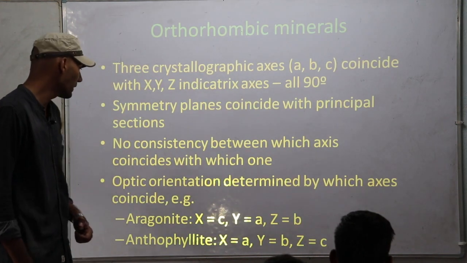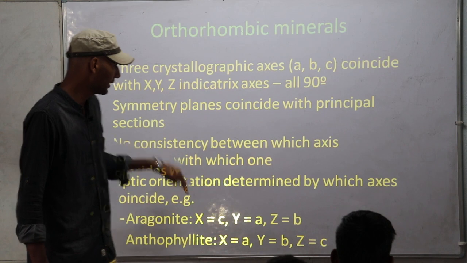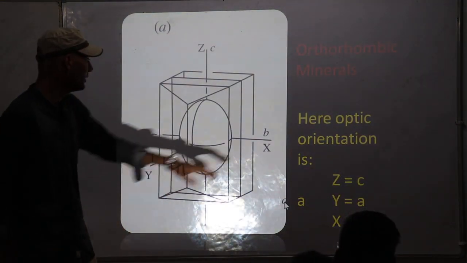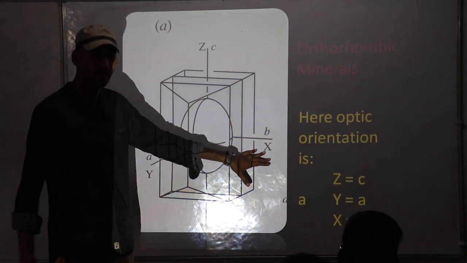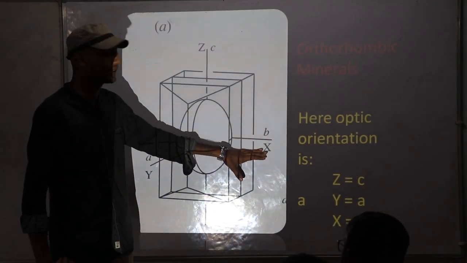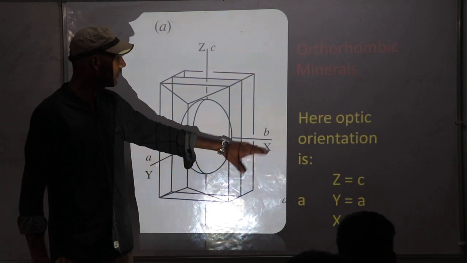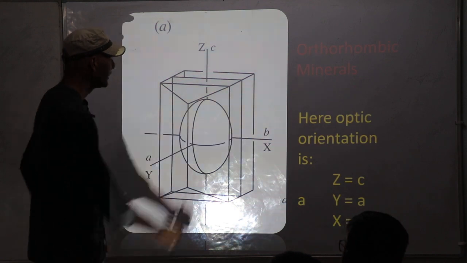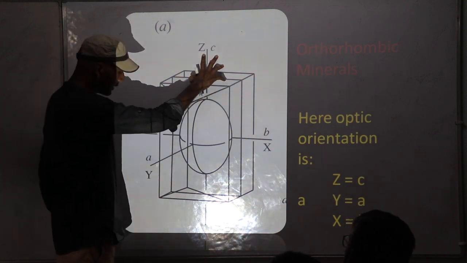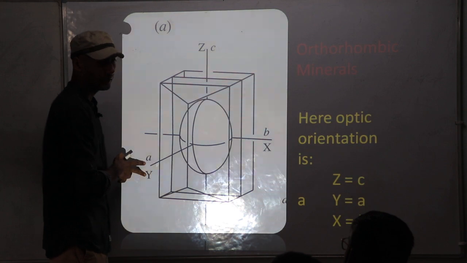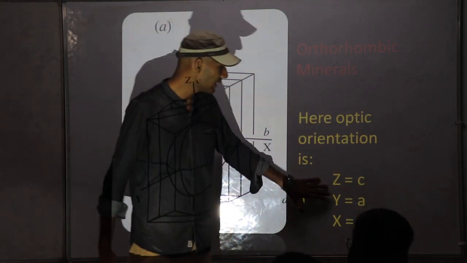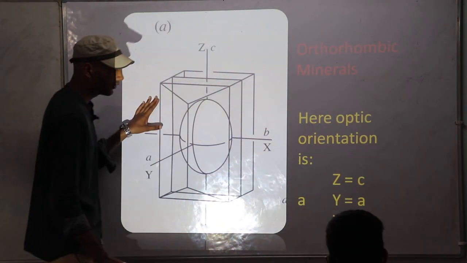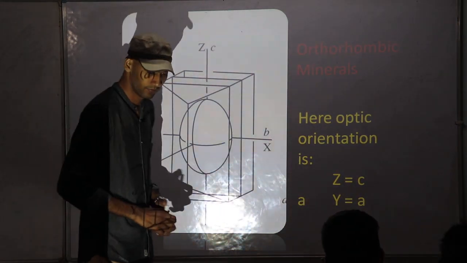So talking about the orthorhombic system, there are three crystallographic axes, as I have already told. So let's move to the figure. You can see here, if X is the vibration direction or indicatrix axis, and X coincides with the B crystallographic axis, then obviously Z will coincide with C, and A will coincide with Y. So you can see Z equals C, Y equals A, and X equals B here for the orthorhombic system.